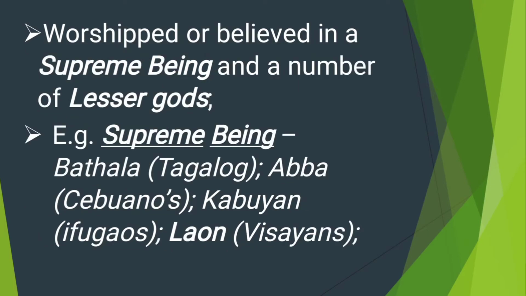Nakatalaga na talaga sa kultura ng Pilipino noon na sa puso ng mga bawat Pilipino is there is a supreme being na kailangan talaga nating sambahin at kailangan nating paniwalaan. And dahil nga ang mga Pilipino noon ay naniniwala sa animism, merong mga lesser gods na pinaniniwalaan. However, the supreme god na pinaniniwalaan ng mga Pilipino noon is what we call the Bathala. Sa Cebuano, ang tawag nila sa Bathala ay Aba. Sa mga Ipugaws naman, Kabuyan. Okay, pero in general, sa Visayans is Laon.